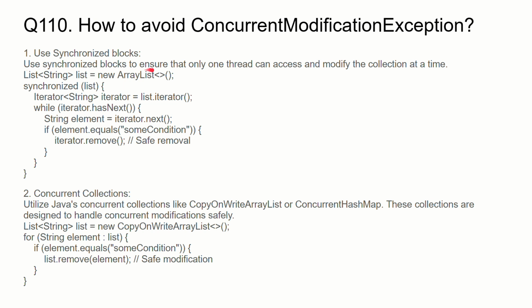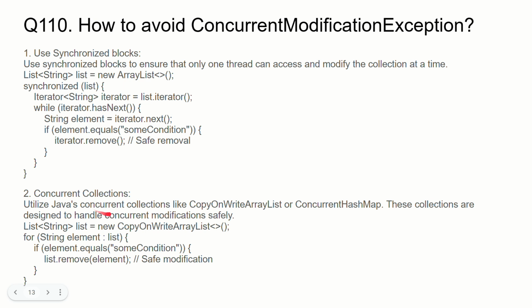We can use a synchronized block to ensure that only one thread can access and modify the collection at a time. We can see here we have one list of string type, and before getting the iterator of it, we are synchronizing the list. This block is synchronized, so at a time only one thread can access it. So there is no possibility where one thread is accessing this list and another thread tries to modify the list by adding or removing an element. So this is how we can avoid the ConcurrentModificationException here. Or else we can use a concurrent collection.